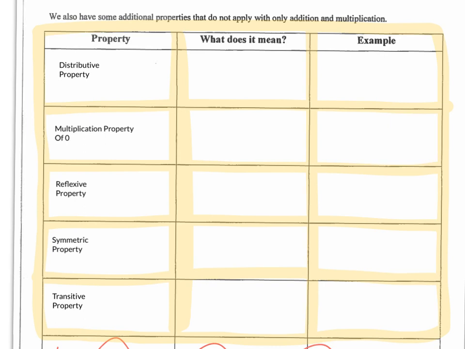So first we're going to talk about the distributive property. The distributive property, hopefully you all know because we talked about it last class with combining like terms, but the distributive property I always say starts with parentheses and gets rid of them.